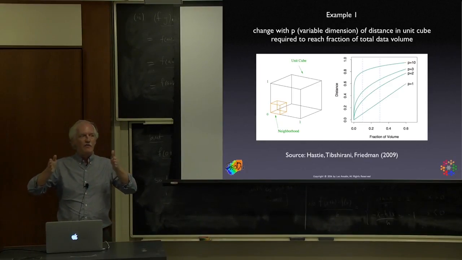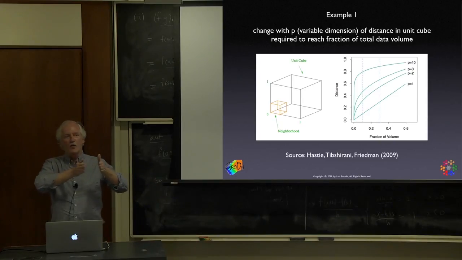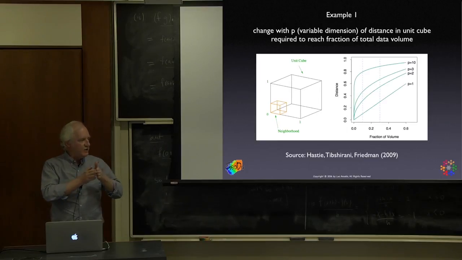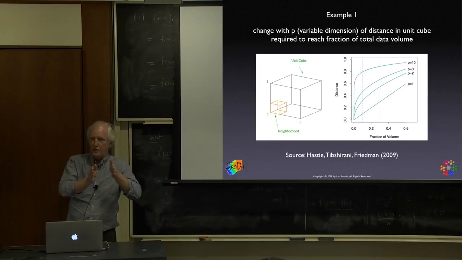How far do you have to go if you start at 0? How far out do you have to go on the line, on average, to get 10% of the data points, or 20%, or 50%? In a linear space, that's exactly that percent, because of the way it's uniformly distributed. So on average, if you want 10% of the data points, you go out 0.10 of the unit distance.